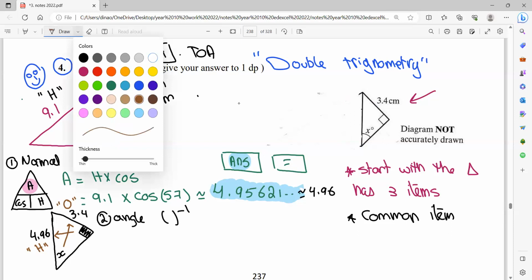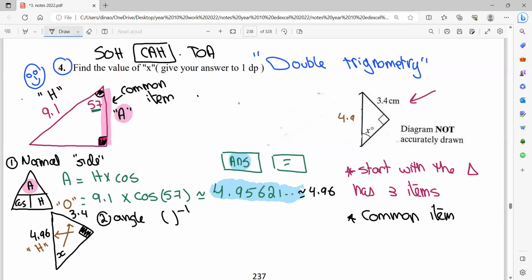Let's put the side that we just calculated, which is 4.96. And now let's label this triangle. Now, the 3.4 is the opposite, and the 4.96 is the hypotenuse. Okay? So in the second triangle, I'm going to use the S, because it has both letters, the O and the H. But the question is, will I use it in the normal form or in the inverse form? And already I decided that I will use it in the inverse form because I'm calculating an angle.